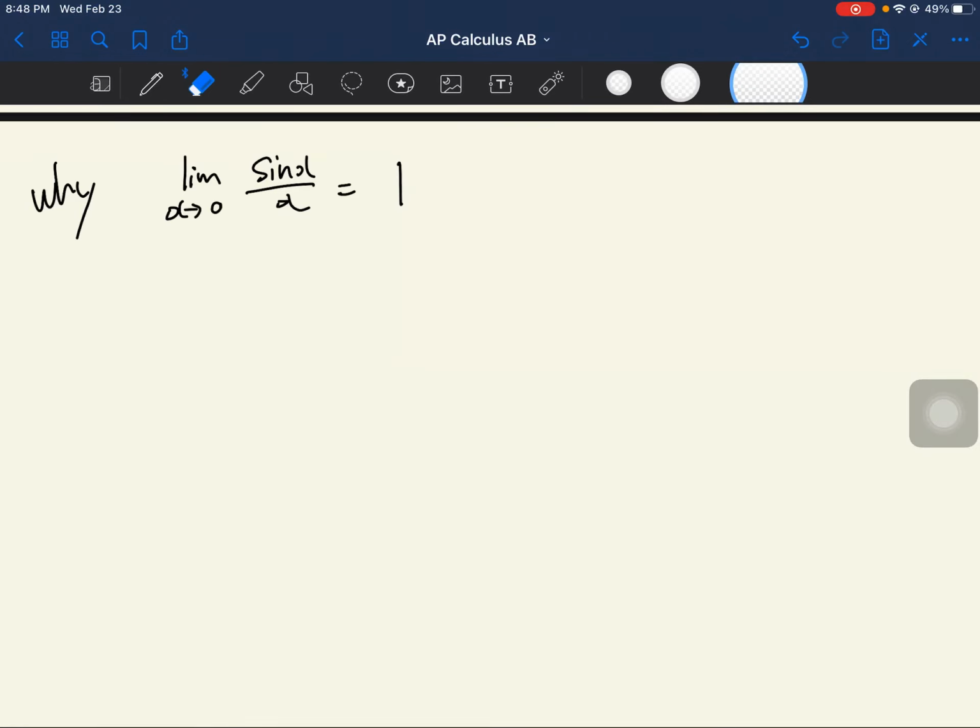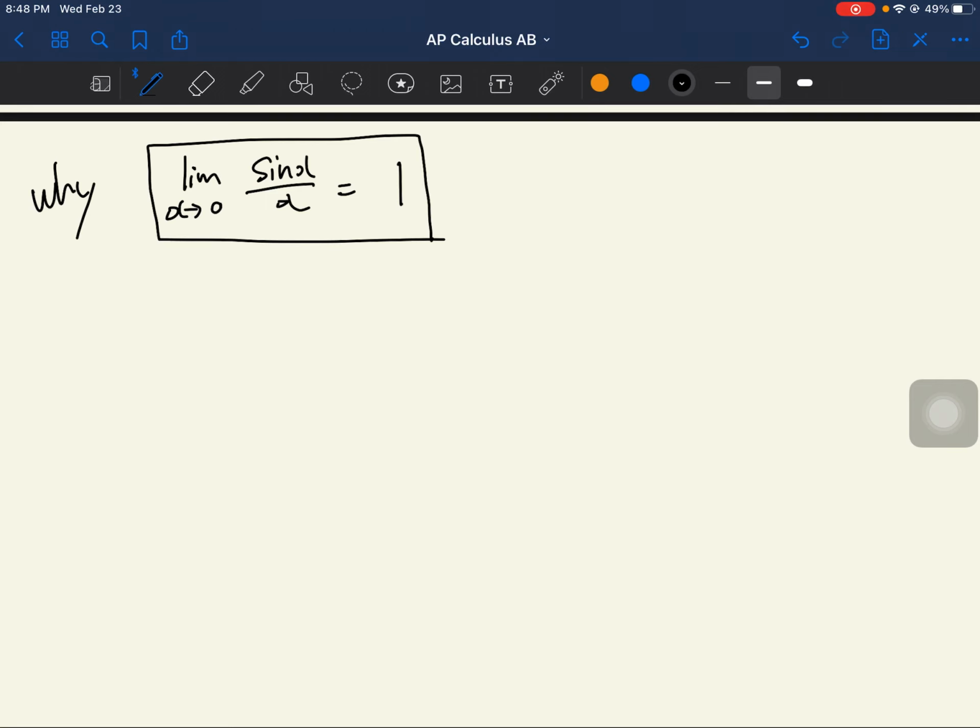Today, I'm not here to solve some equations. I'm here to explain why this equation works. Actually, this equation is really important when you work on questions about limits of trigonometric functions. So it's better to memorize this equation. But to use it, it's better to know why it works. So let me explain it.